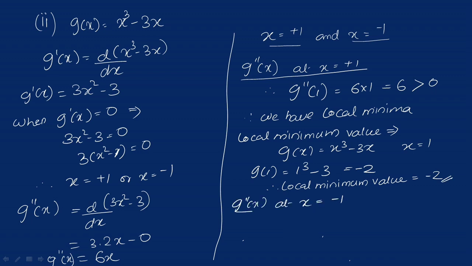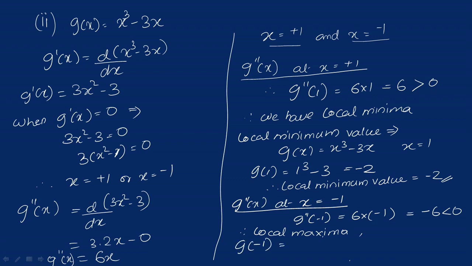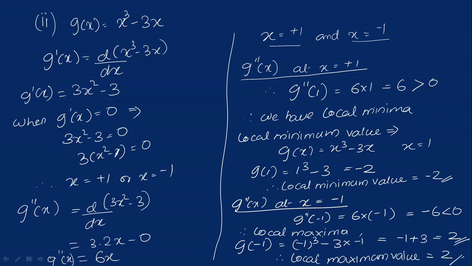Now g double dash of x at x equal to minus 1: g double dash of minus 1 is 6 into minus 1, that is minus 6, which is less than 0. So we have a local maxima here. What is g of minus 1? That is minus 1 whole cube minus 3 into minus 1, that is minus 1 plus 3, that is 2. So the local maximum value is 2. So we have got the local maximum value and local minimum value.